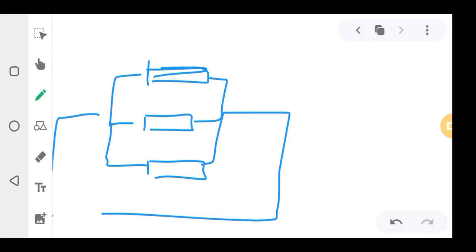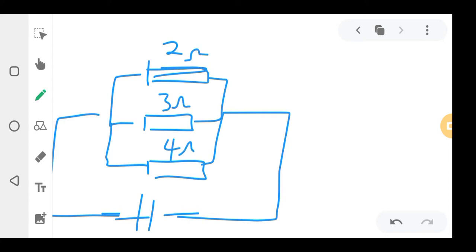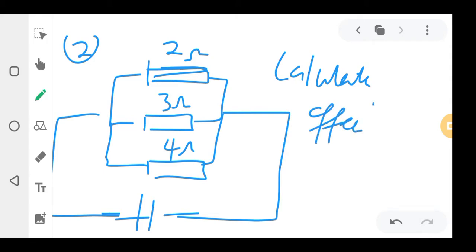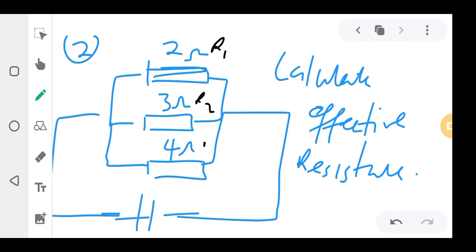I'm just trying to make you understand something. Maybe there's a battery here. And then this one is 2, this one is 3, let's say this one is 4. This is ohms, this is ohms, this is ohms. And then they want you to calculate, this is example 2, the effective or total resistance. Effective means total resistance. So how many resistors do we have here? There are 3 of them. This is resistor 1, resistor 2, resistor 3.